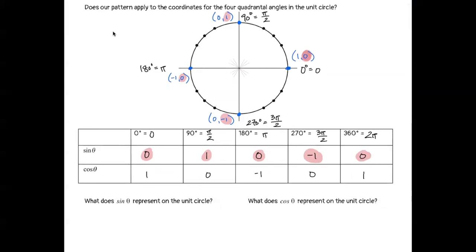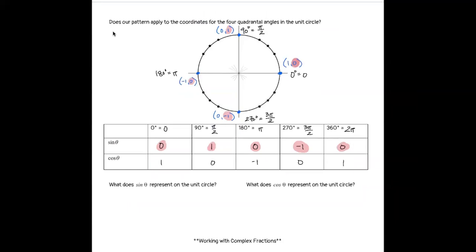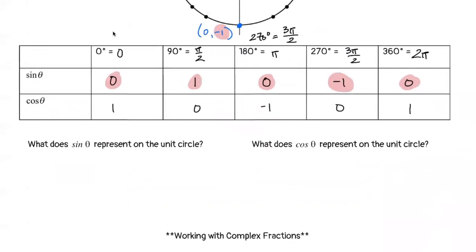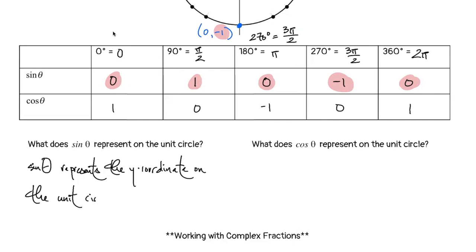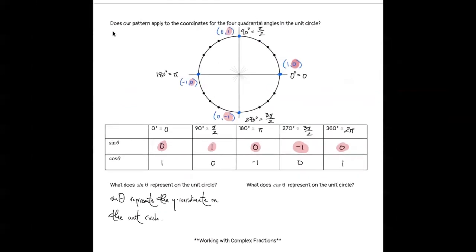All right. So if we were to describe in words right now, what does sine theta represent on the unit circle? What would you folks say? Great. So we can say that sine theta represents the y coordinate on the unit circle. Great. What do we think cosine is going to represent? All right, let's check it out. Let's see if that is indeed true.